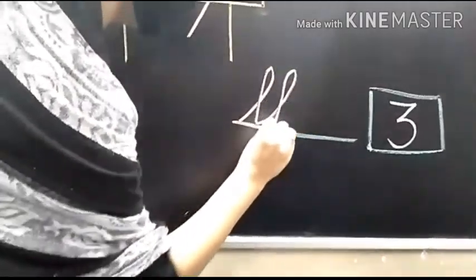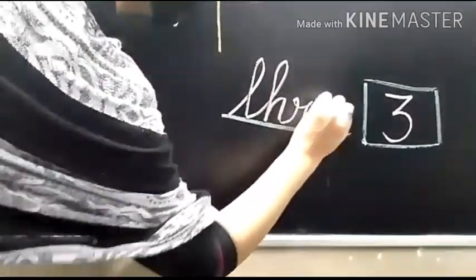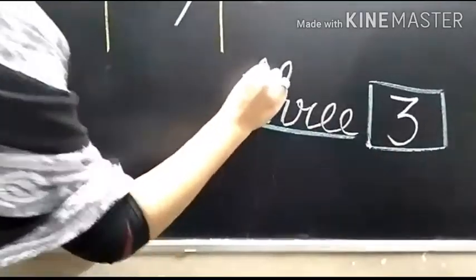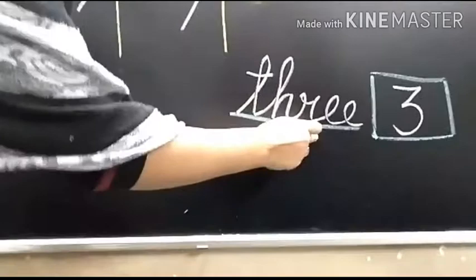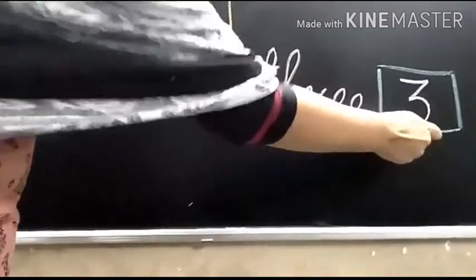Now let's write the spelling of 3. T, H, R, E, E, 3. Come on. T, H, R, E, E, 3.